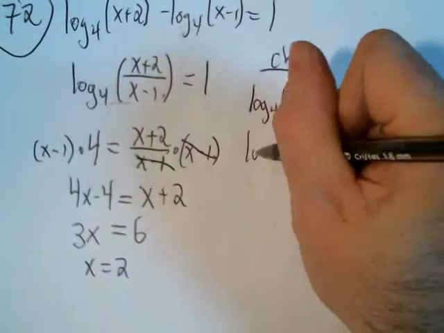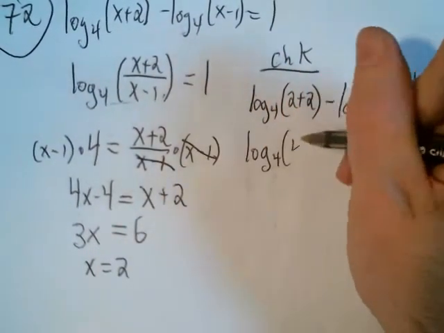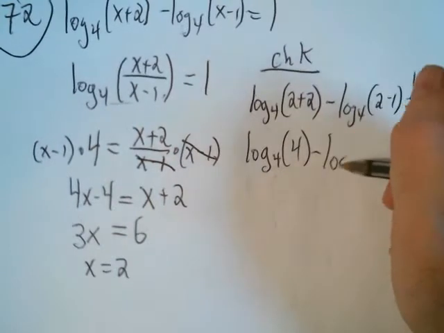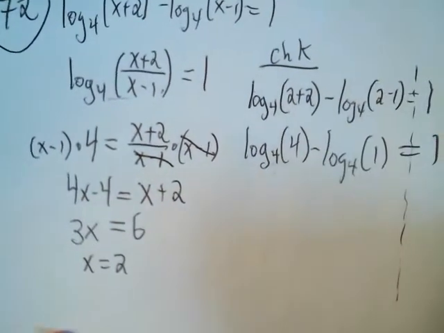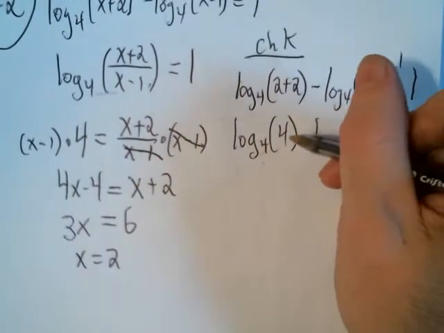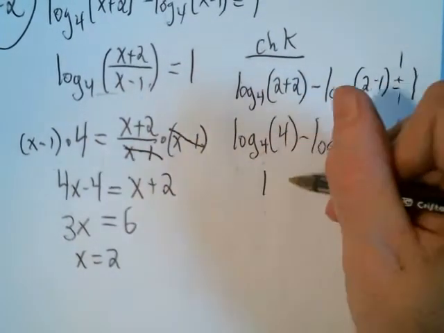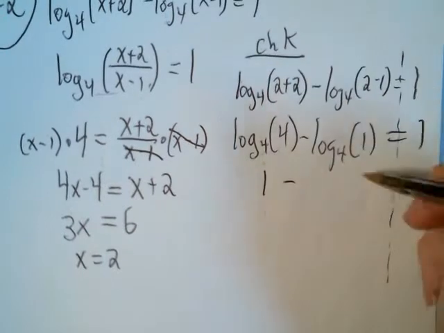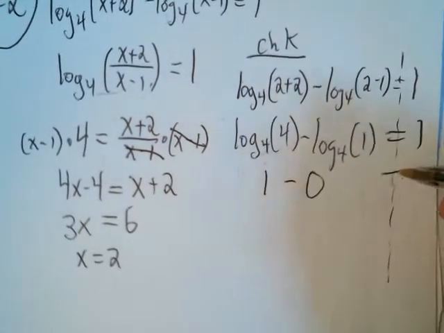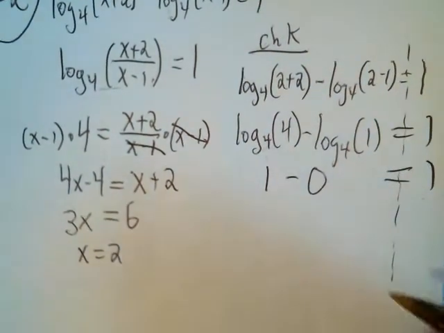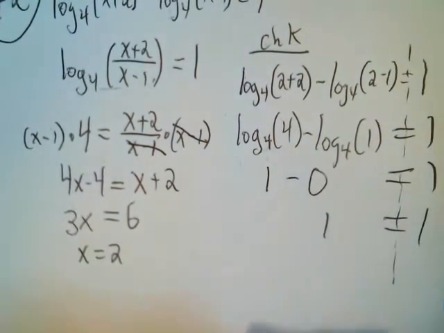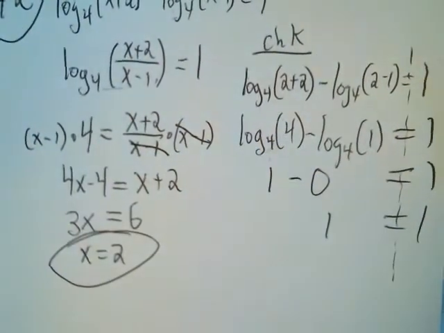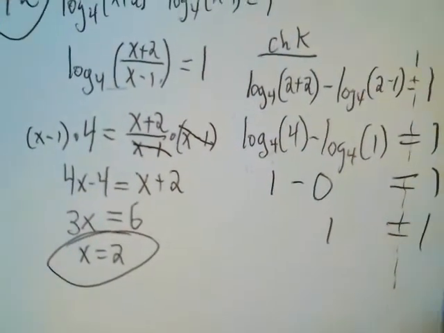So here we have log base 4 of 4 minus log base 4 of 1. This side we have 1. Log base 4 of 4, so 4 to what power is equal to 4? 1. And then 4 to what power is equal to 1? 0. So I still have 1. 1 minus 0 is 1. That certainly is equal to 1, so therefore it worked. Stamp of approval. Move on to the next problem.